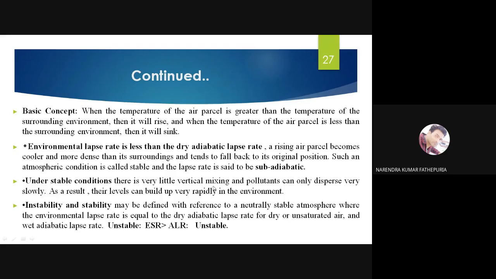Number two, under stable conditions there is very little vertical mixing, and pollutants can only disperse very slowly. As a result, their levels can build up very rapidly in the environment. The third one is the unstable condition.